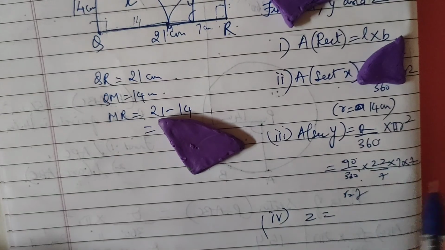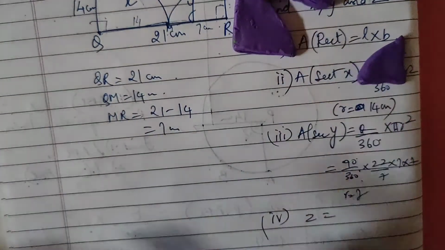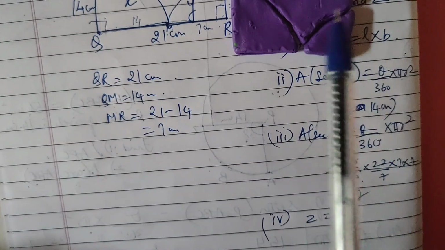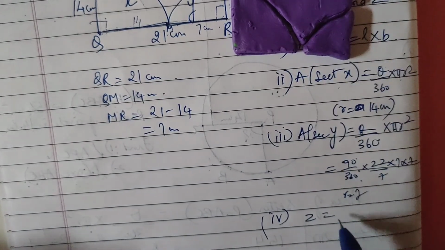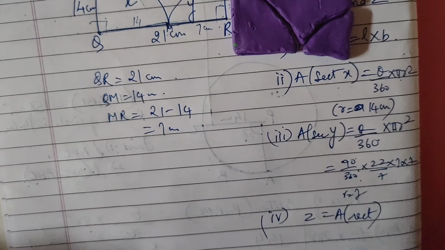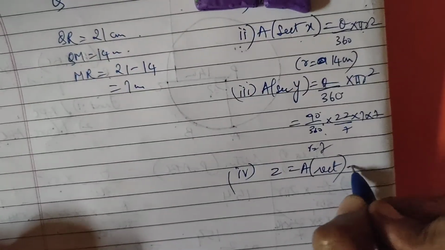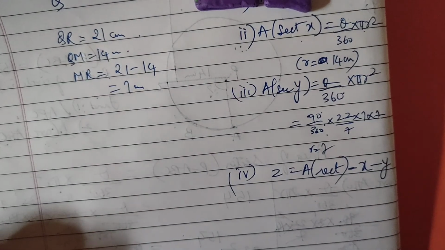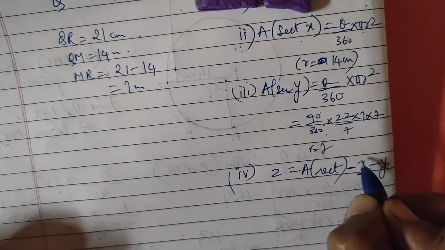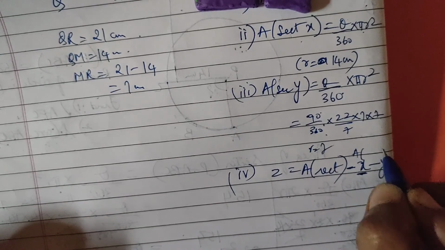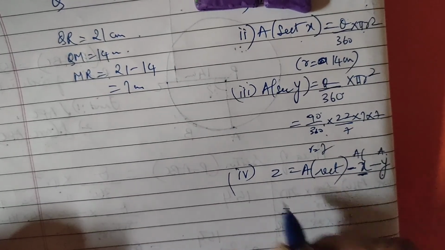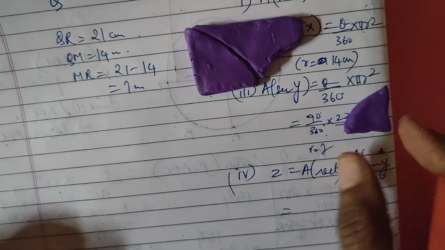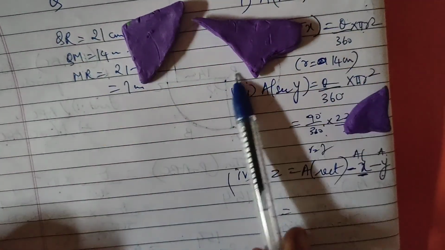So that's the reason I showed this with the clay part, which makes it very clear. I repeat again, when we want to find the Z part, what do we do? Area of rectangle minus which parts? X part and minus Y part. That is, area of sector X, area of sector Y. Then you will get this Z part. Is it or not? Minus this, you will get this Z part.